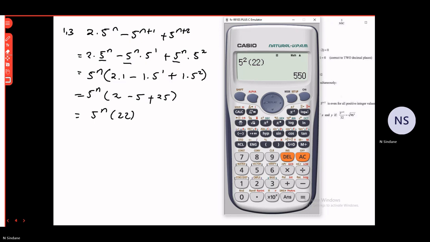550 is even. Substitute 3. I'm getting 2,750, which is even. Let's substitute 7. I'm getting 1,718,750. That number is even, right? So any number that you substitute, as long as that number is positive, you'll get an even number.